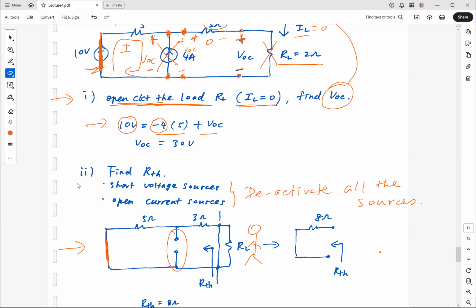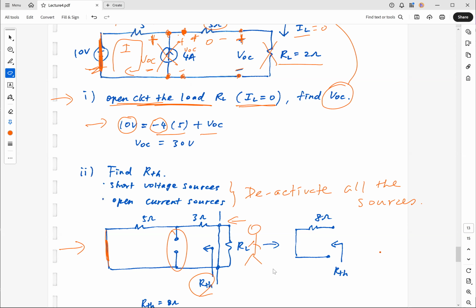But before then, you have to deactivate all the sources. And then you look at what is left. So in this case, I have 3 ohm and 5 ohm on the left. When you look this way, you see 3 and 5, and we know that 3 ohm and 5 ohm are in series. So as a result, this RTH is simply 8 ohm.